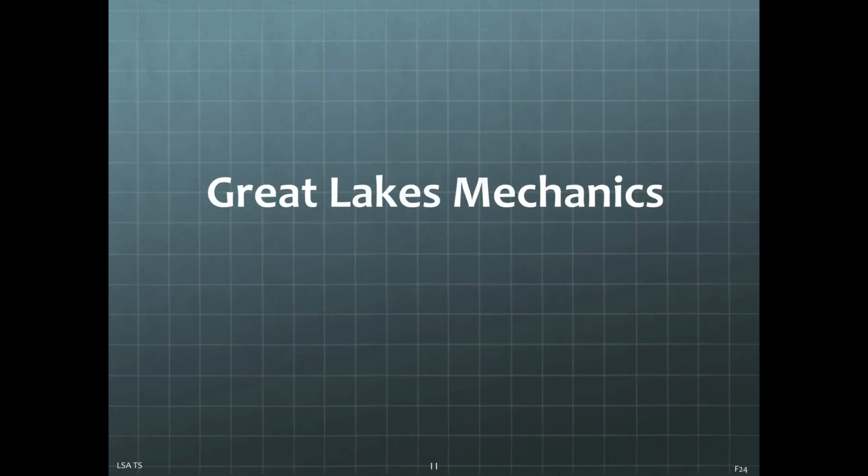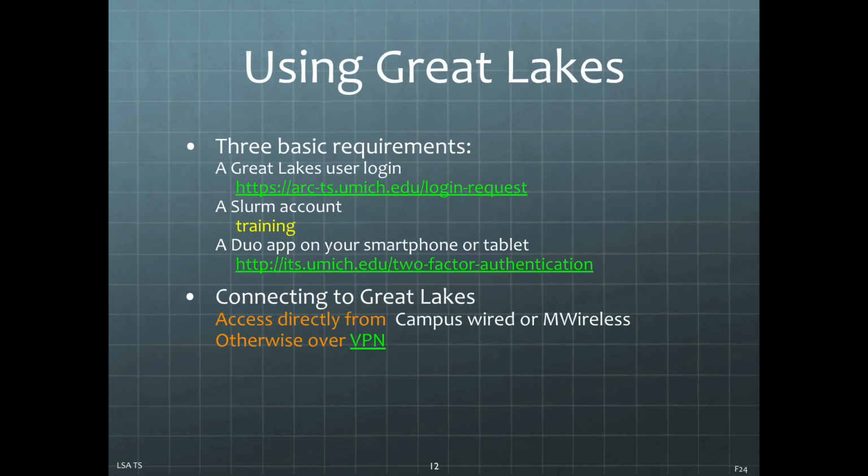And as I said, we'll answer questions. So the mechanics of getting onto Great Lakes, you need three things in order to be productive on the cluster. You need a user login, you need a Slurm account, and you need Duo. So the user login you request, you've all asked for them, and you all have them. And that login is just a regular login on a Linux box. And so you connect to it with your unique name and your Kerberos password and Duo. And then that will get you onto one of the blue boxes for logging into the cluster.